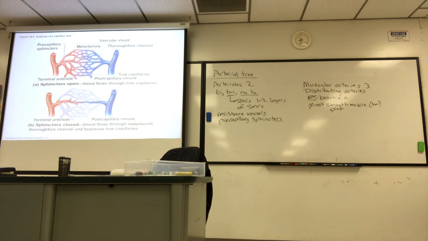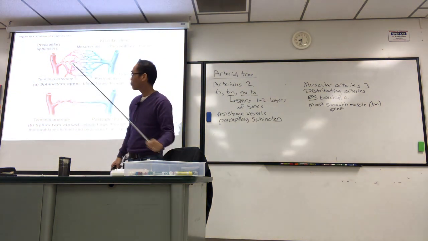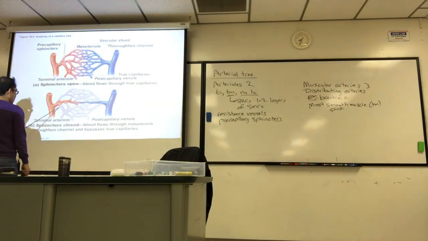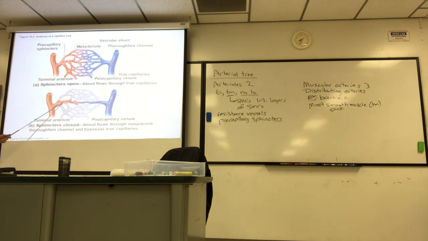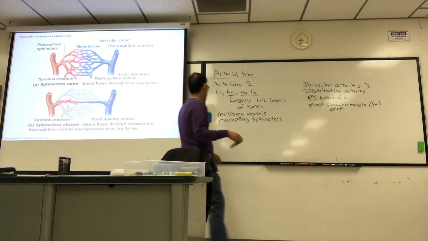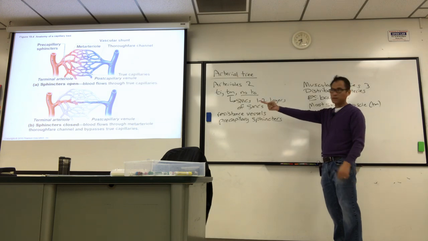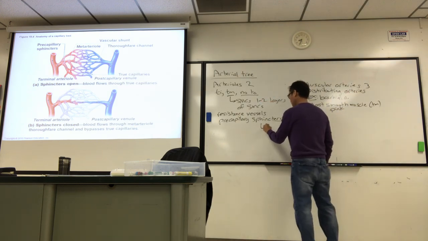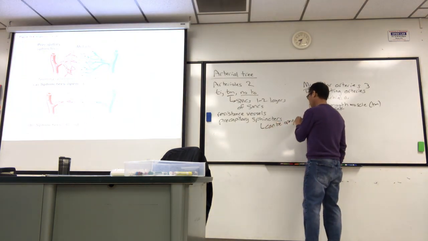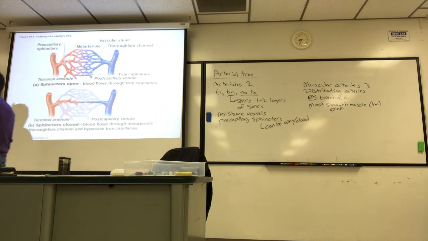So, top frame, the precapillary sphincters are open. They're allowing blood to perfuse the capillary bed. Bottom slide, this arteriole, the precapillary sphincters are closed. So blood flows through this meta-arteriole structure, and you bypass the capillary bed. And so the precapillary sphincters are called the resistance vessels. Resistance to what? Blood flowing. When these sphincters are closed, blood bypasses the capillary bed. They can be open or closed, so they're providing the most resistance to blood flow.